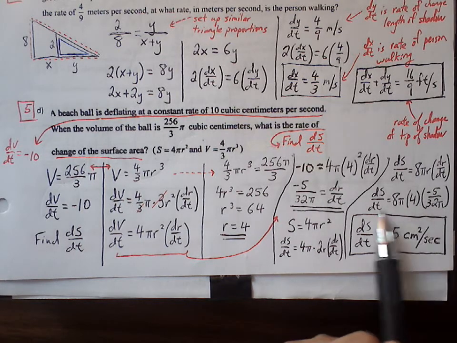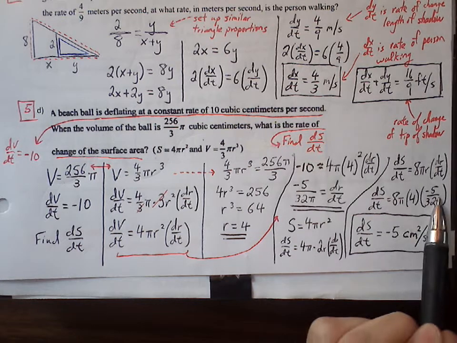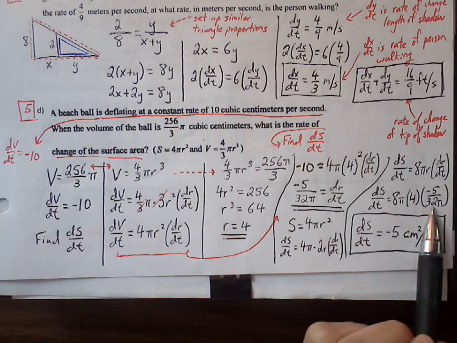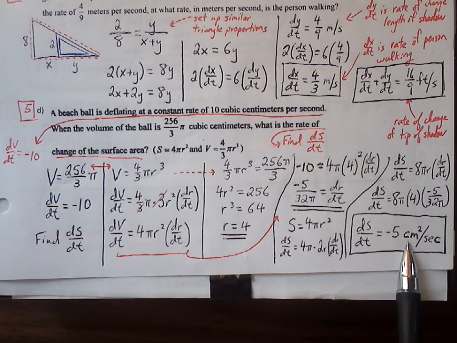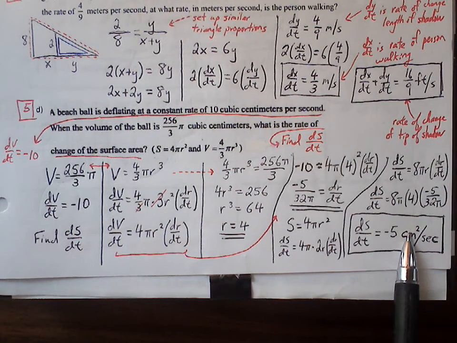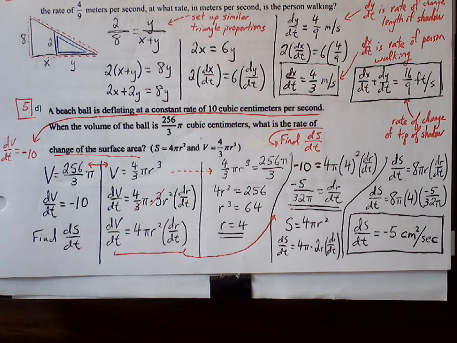And that leaves us with the only variable that we need to solve for, which is dS/dt. Multiply this out, the π's cancel out. 8 times 4 is 32. That cancels out with this 32. So we're just left with negative 5 square centimeters per second. Surface area is in square centimeters, time unit is seconds, so negative 5 centimeters squared per second.